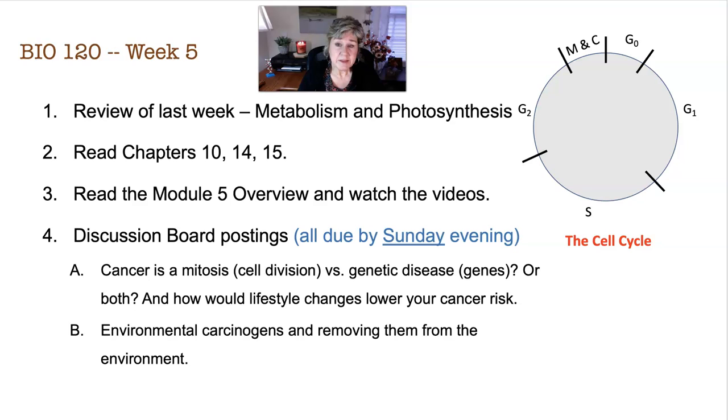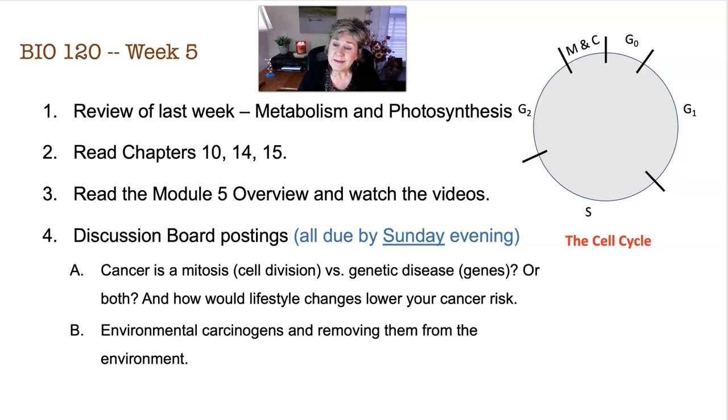Okay, so M is either mitosis, which is a type of nuclear division, where the nucleus and the chromosomes in the nucleus divide, or meiosis, a different type of nuclear division. And then C is cytokinesis, the rest of the cell divides, and then by the time you get back up there to 12 o'clock, then you're going to have two daughter cells.